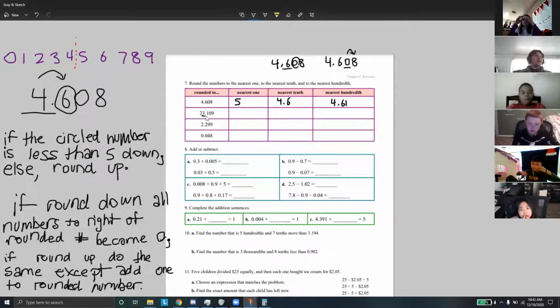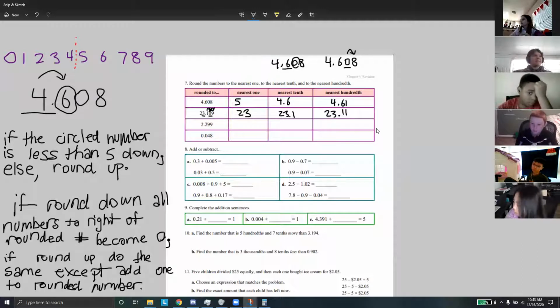23, so the 3 is going to round down because of the 1, so we just get 23. Rounding to the 10th, 23.1, we look at the number to the right. 0, we're going to round down, so 23.1. And then when we round to the 100th place, we look at the 9. We're going to round up, so we add 1 to the 100th place, 23.11, right? Because we added 1 to the 100th place.